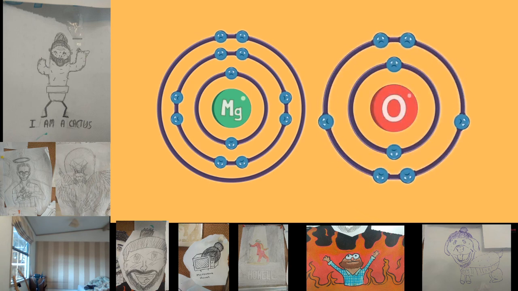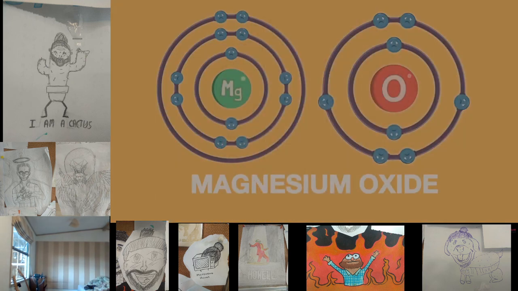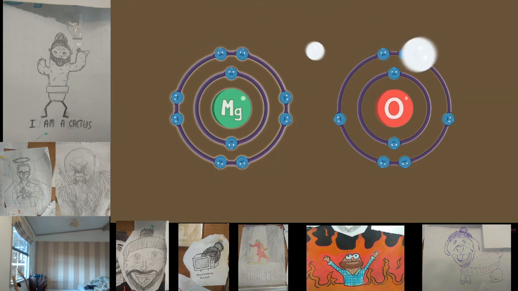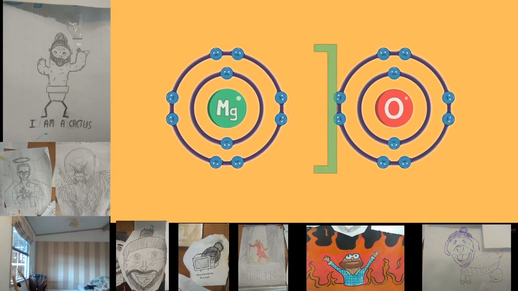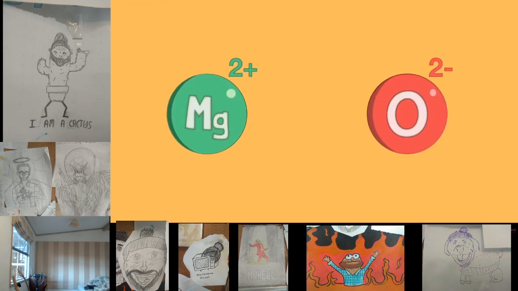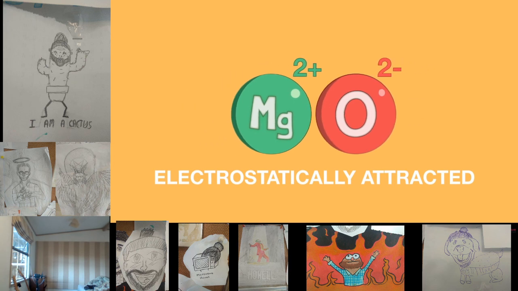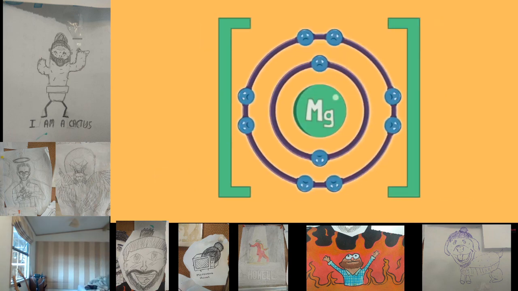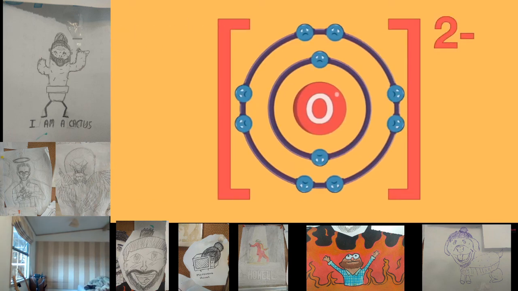The same thing happens with magnesium and oxygen. Why don't we grab a piece of paper and a pencil and draw the resulting ionic compound, magnesium oxide? Please pause the lesson and resume when you are done. Magnesium transfers its two valence electrons to oxygen, forming a magnesium ion and an oxide ion. The resulting ions are electrostatically attracted to one another, forming an ionic bond. Did you get this right? Did you remember to include the charges on the ion?